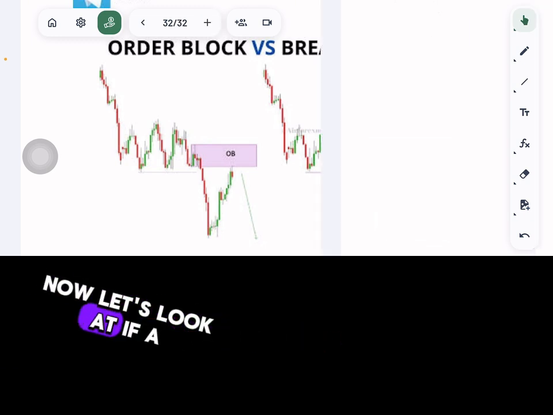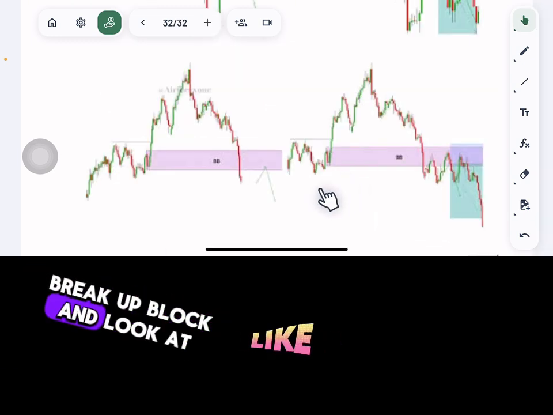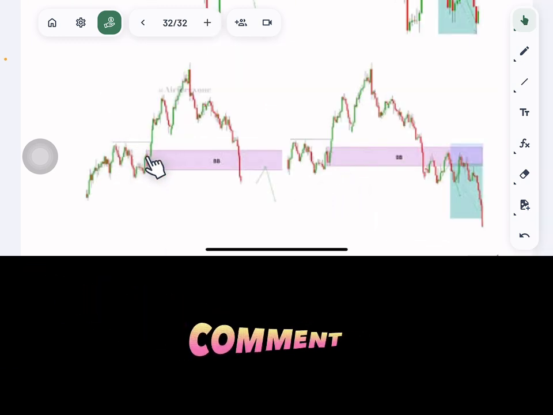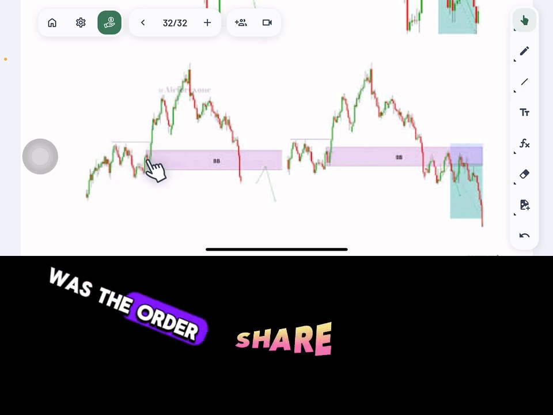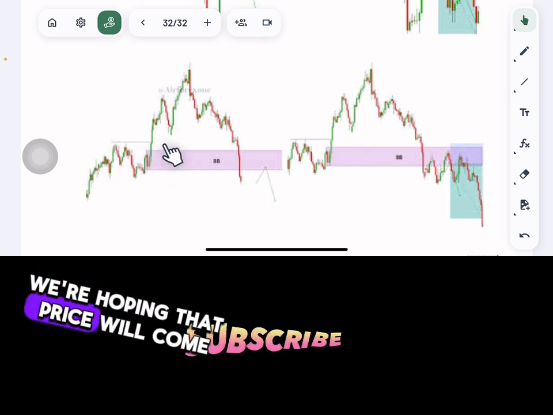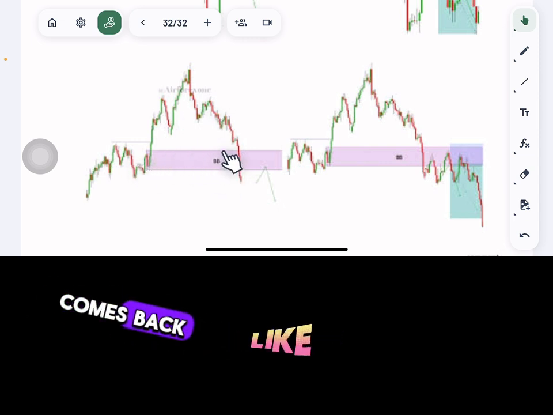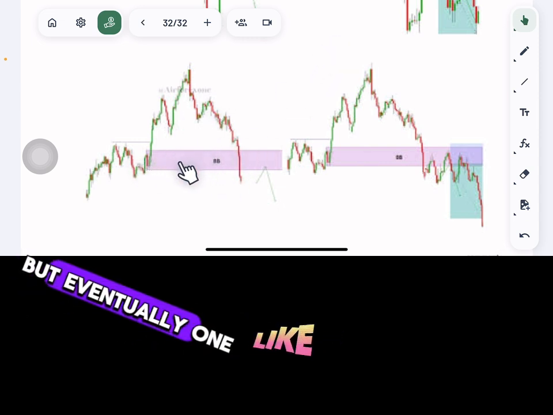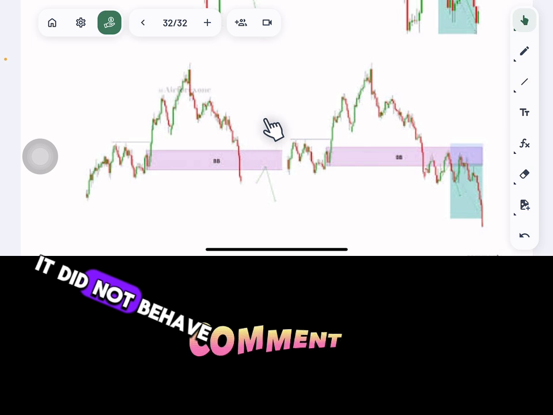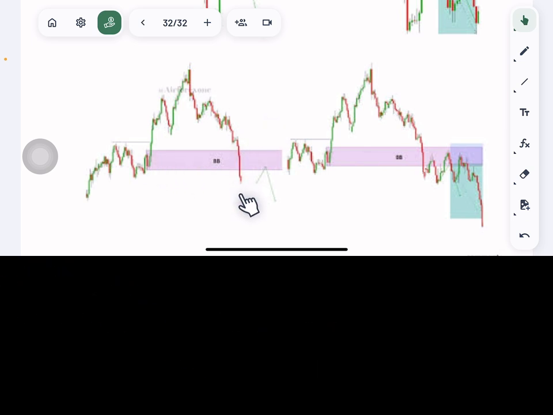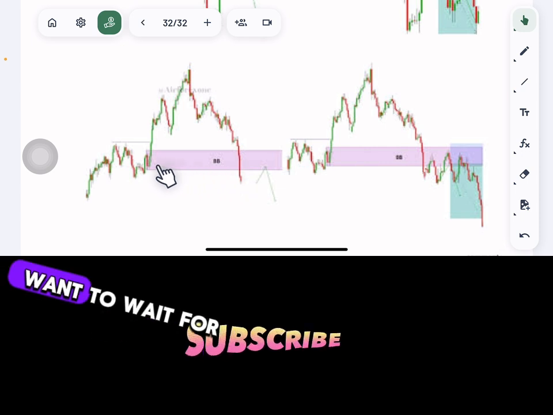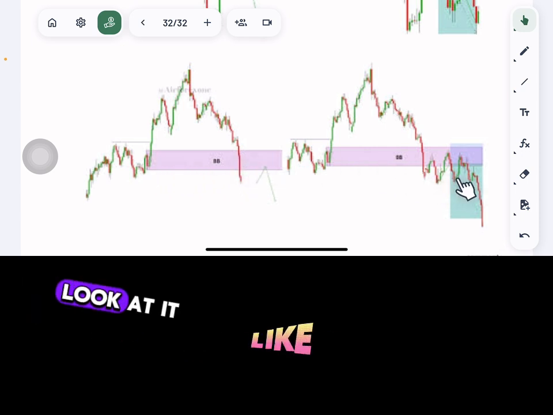Now let's look at a breaker block. Here, price broke structure, and this was the order block. We were hoping that price would come back to it, and as it comes back, you buy, and it continues going up. But when price came, it did not respect it. Price just broke through it. So when price breaks through like this, you want to wait for it. That's where you enter.